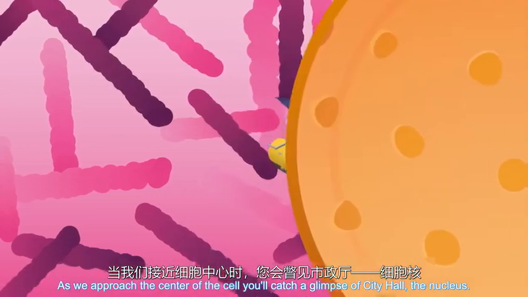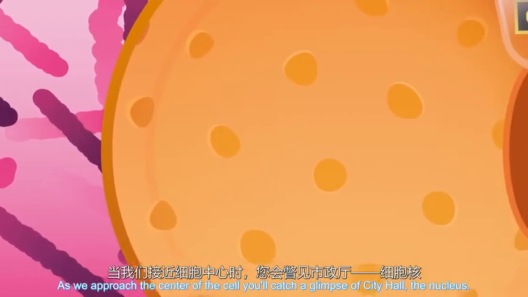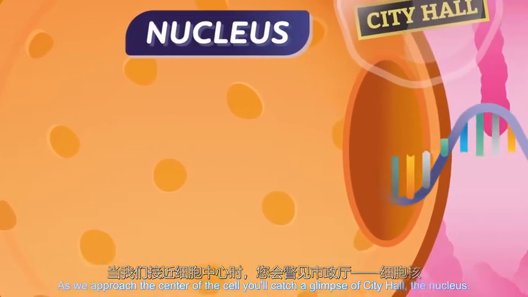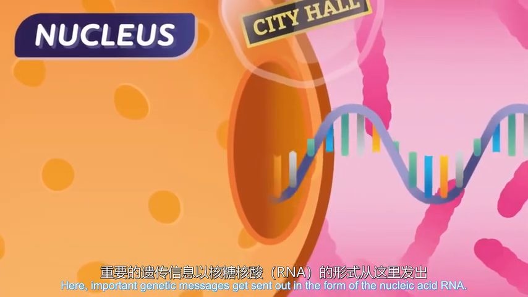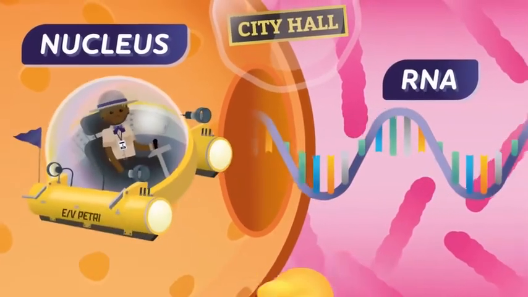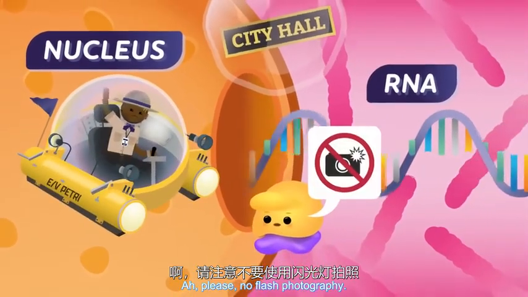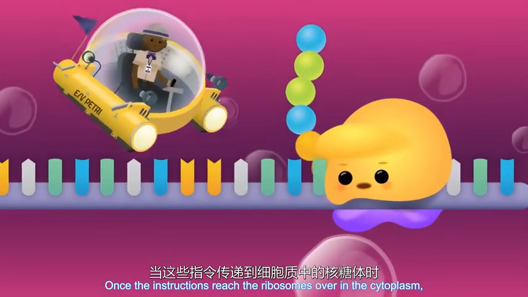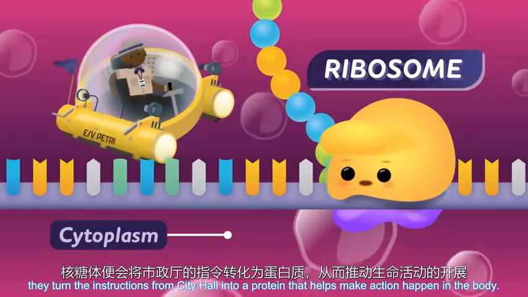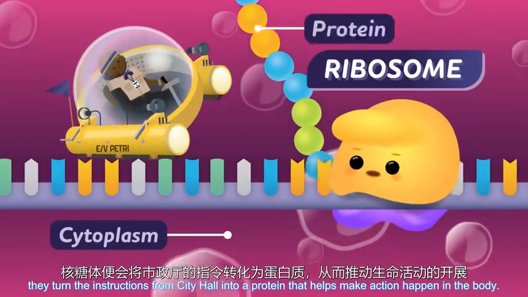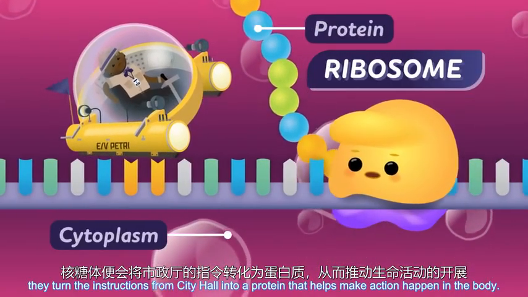As we approach the center of the cell, you'll catch a glimpse of City Hall, the nucleus. Here, important genetic messages get sent out in the form of the nucleic acid RNA. Please, no flash photography. Once the instructions reach the ribosomes over in the cytoplasm, they turn the instructions from City Hall into a protein that helps make action happen in the body.